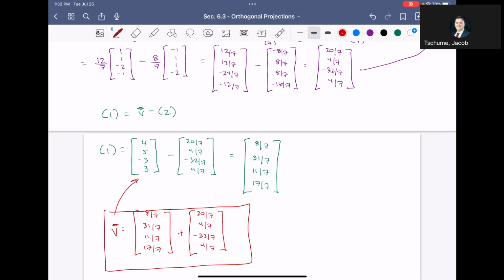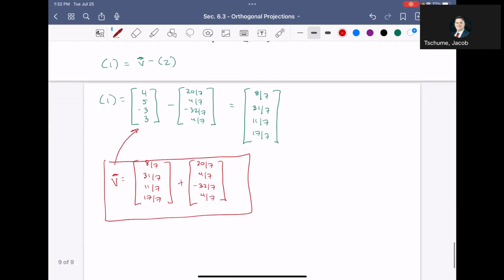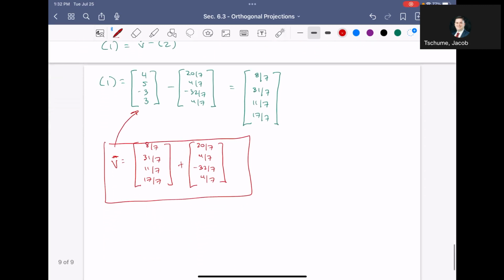And so using orthogonal projection, we were able to break down a vector into 2 separate projections, possibly the sum of 2 projections in 2 different subspaces by using our ideas of orthogonal projection. So this ends my video on orthogonal projections, which is section 6.3 that we cover. In the next video, I'm going to move into section 6.4, which is titled the Gram-Schmidt process.